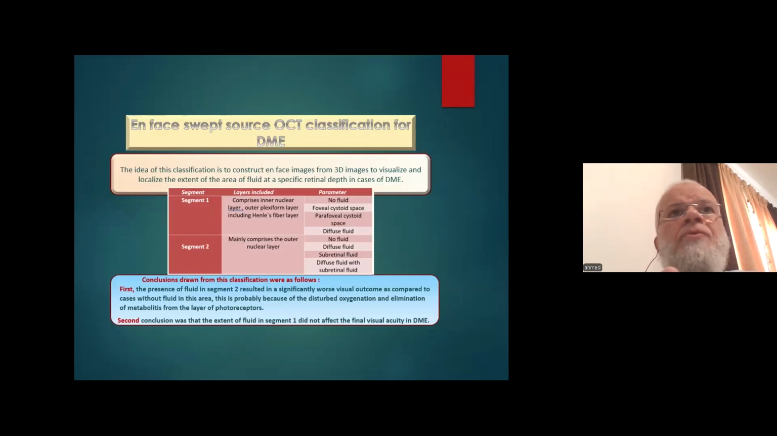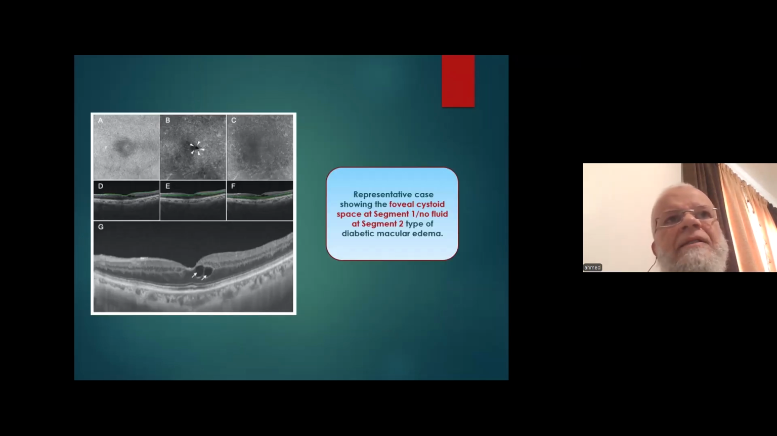An unpassed swept source OCT classification takes into consideration the site of the fluid accumulation in the retina, whether it is in the inner layers or in the outer layers. The presence of fluid in the outer layers has a bad prognostic visual effect because of the presence of fluid around the photoreceptors. This is an example of fluid accumulating in the inner retinal layers.